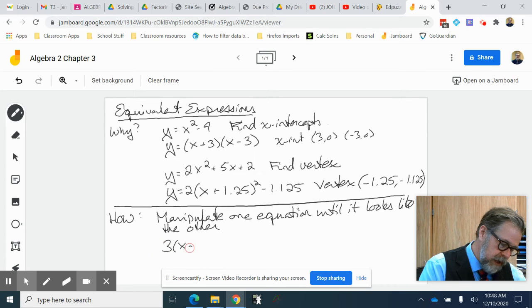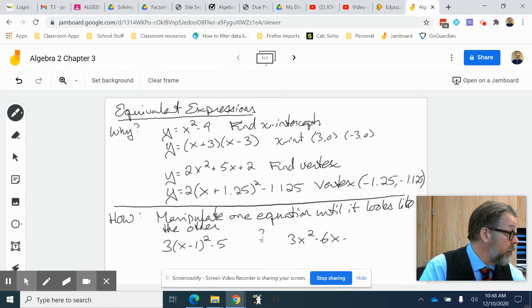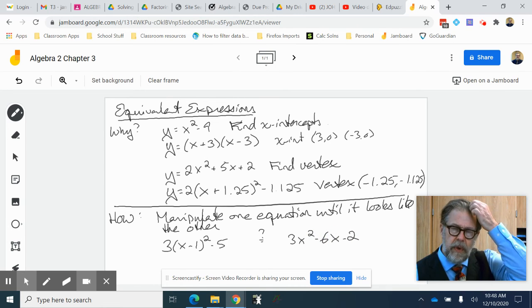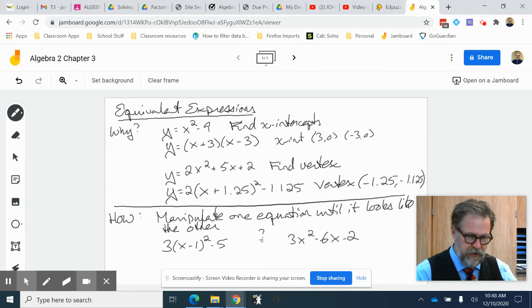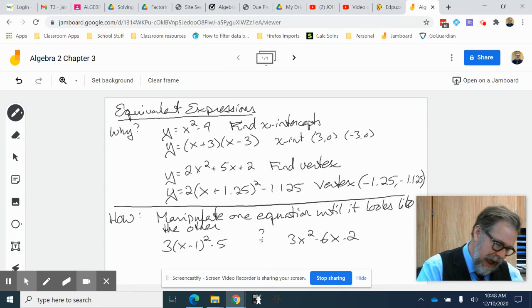3 times x minus 1 squared minus 5, is it equivalent to 3x squared minus 6x minus 2? Now, the temptation is to start doing things to both sides, add 5 to both sides, blah, blah, blah. But we're not actually going to do that. We're going to just focus on the left-hand side.